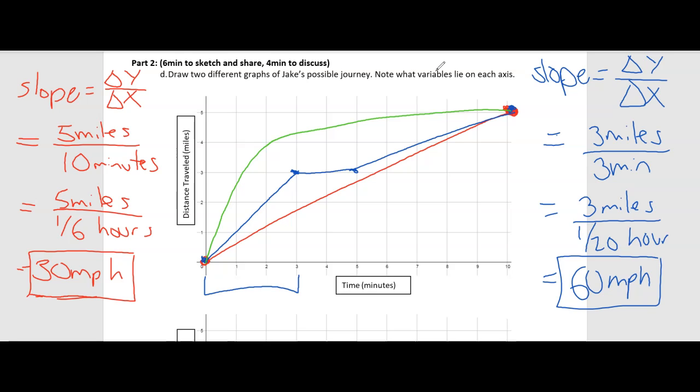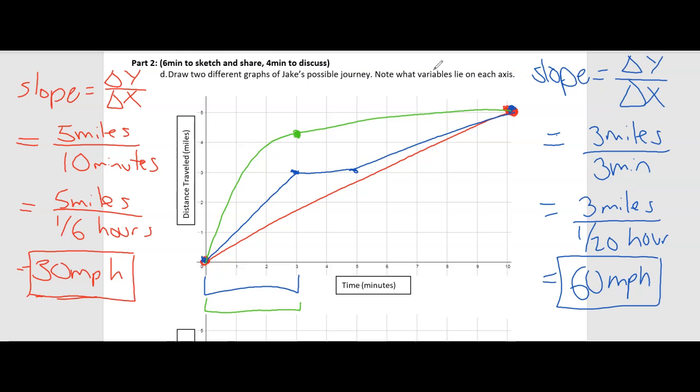For the blue and the red segments, it was very clear to see at what points his slope was constant and at what points his slope changed. For the green graph, it's not clear when the slope changes. It looks like it's changing constantly, but because it doesn't look like it's made up of segments, the slope is not constant.